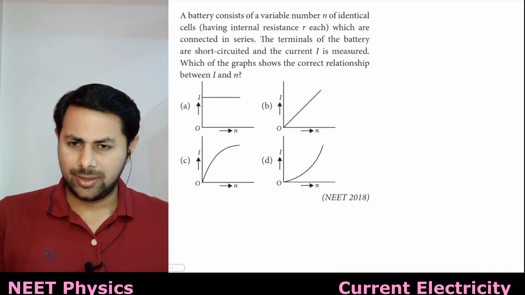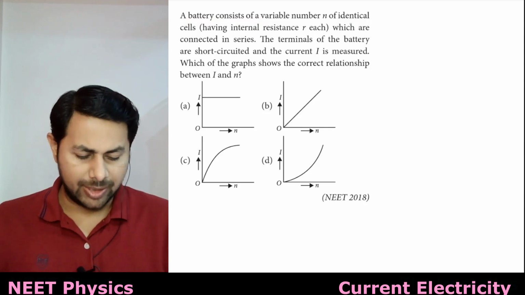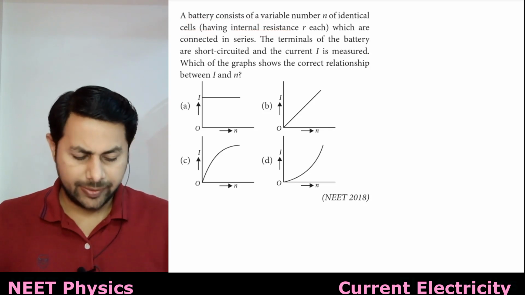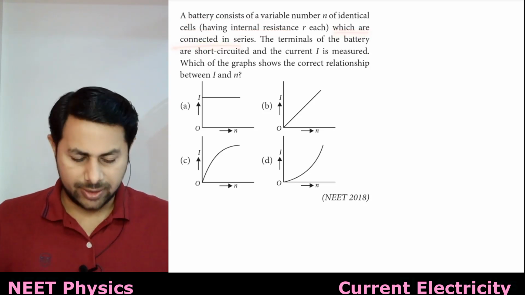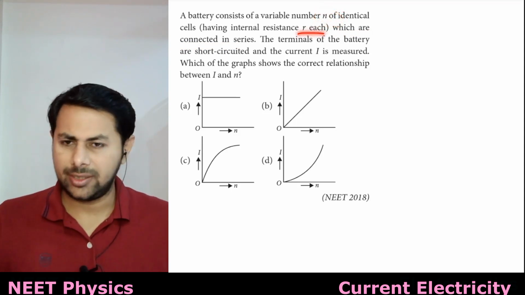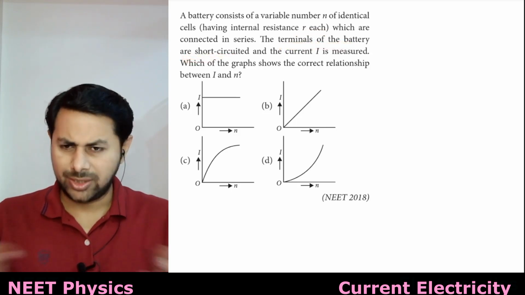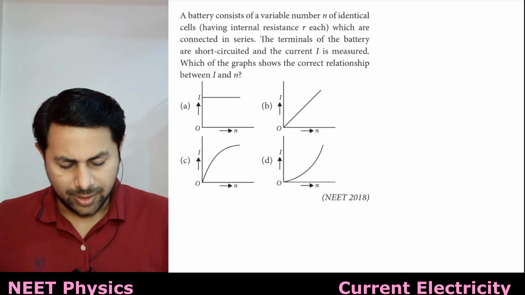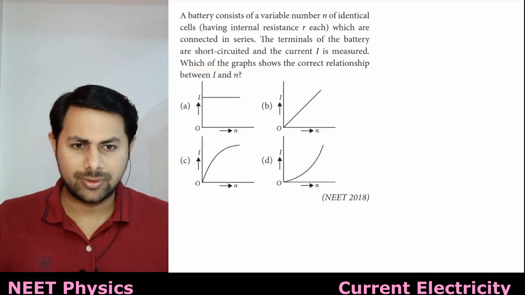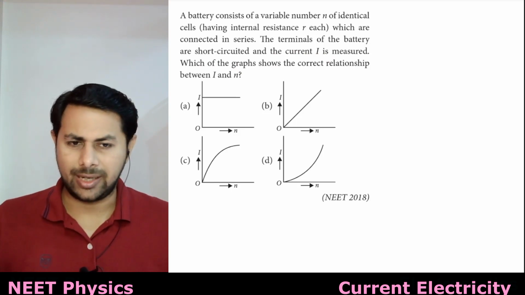Okay, let us see the next one. A battery consists of a variable number n of identical cells having internal resistance r, which are connected in series. The terminals of the battery are short circuited, so you just connect the terminals of the battery. Then the current I is measured. Which of the graphs shows the correct relationship between I and n?